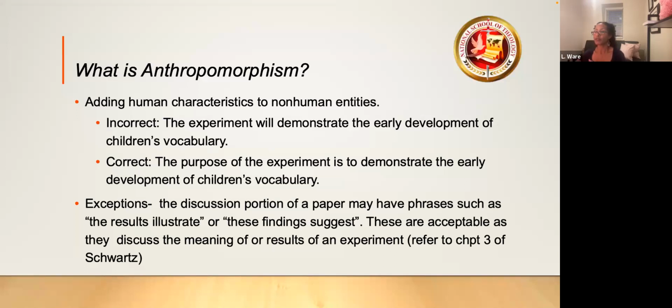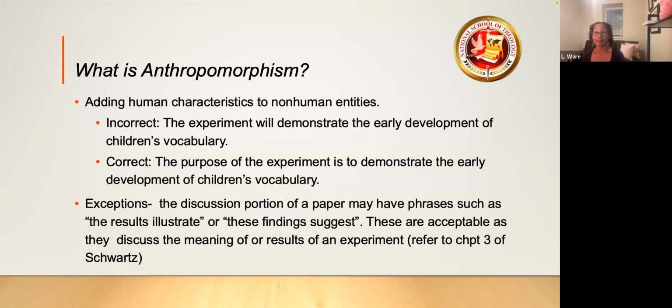So you want to refer to chapter 3 of your Schwartz text. This is your APA book, okay? Most of our references are going to come from Schwartz. But look at chapter 3. It will help you. This is a very, very common mistake, but the whole point of this is to get your mind thinking of how to write things differently and how to really appropriately articulate what it is you're trying to say.